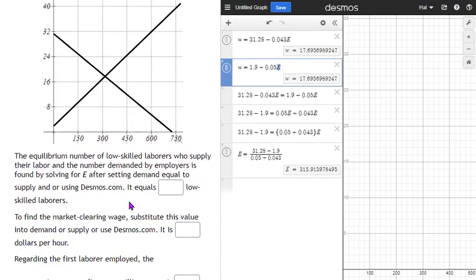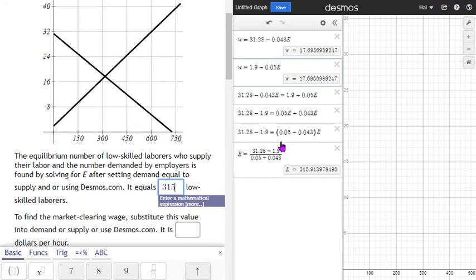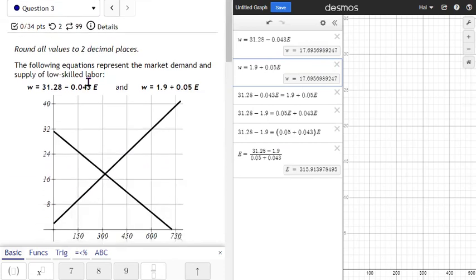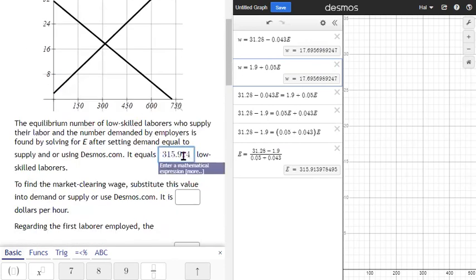So the number of low-skilled workers is 315.914. Let me check the decimal places up here. We want to use 2 decimal places, so we can make that 91.